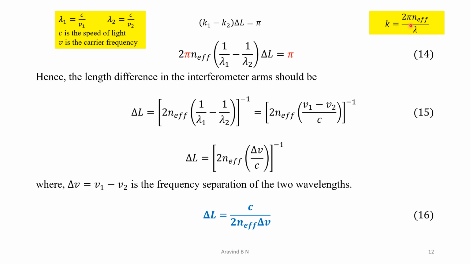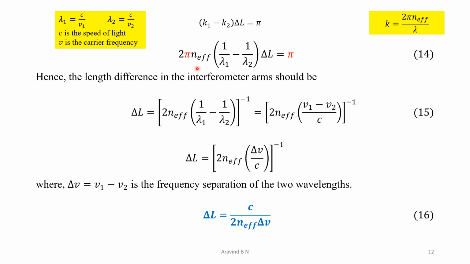In both of these two cases, 2 pi n effective is a common factor, right? We are going to substitute K1 and K2 by 2 pi n effective divided by the corresponding lambda value. By taking 2 pi n effective as a common factor, we have 2 pi n effective into 1 divided by lambda 1 minus 1 divided by lambda 2, delta L retained as it is, that is equal to pi. Pi is also retained as it is. Now on both sides we have the term pi, therefore this pi divides.